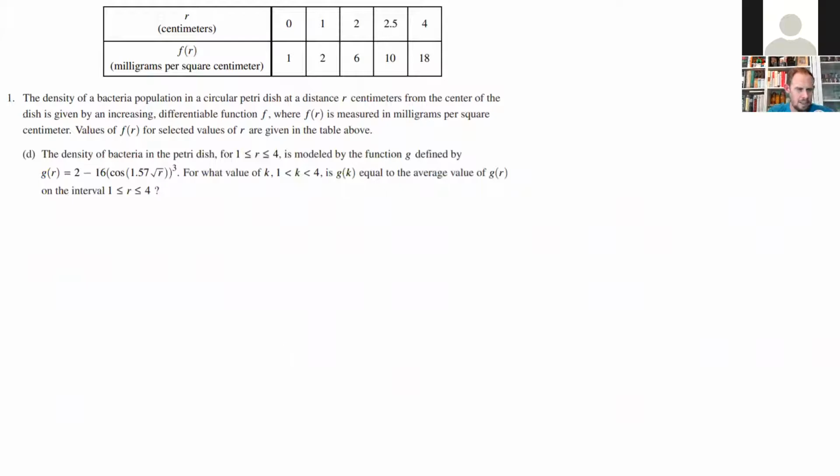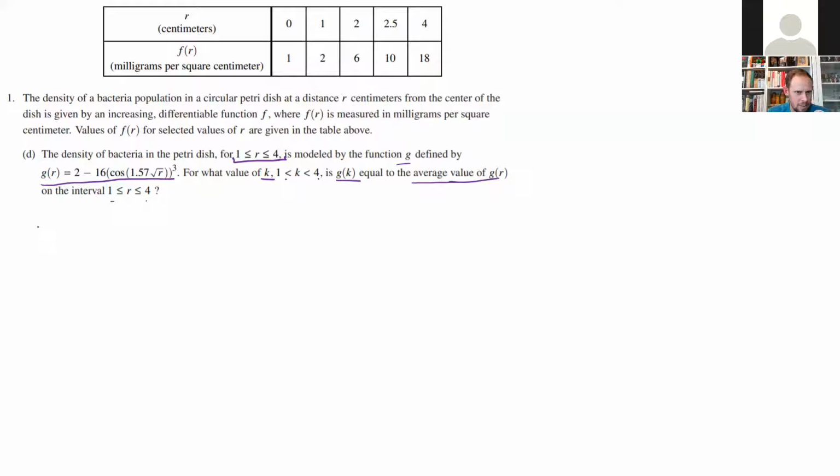All right, so on to part D. So this is where it kind of kicks up a little bit. So the density of the bacteria in the petri dish from 1 to 4 is modeled by the function g, defined by this nasty guy here. I think this is where the calculator part comes in. For what value of k between 1 and 4 is g of k equal to the average value of g of r from 1 to 4?